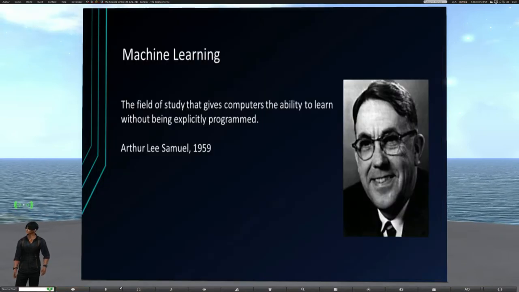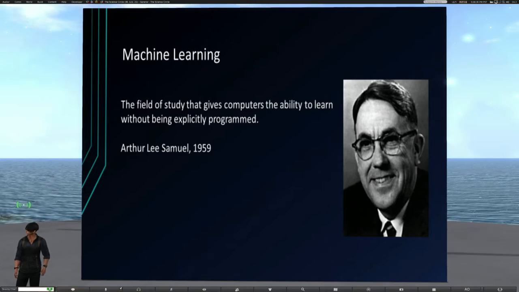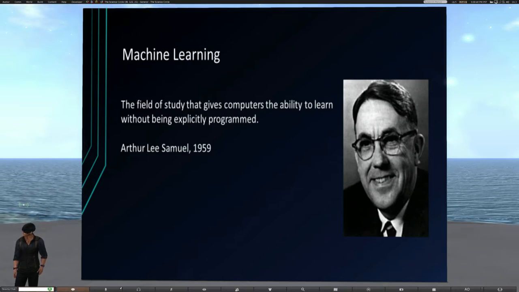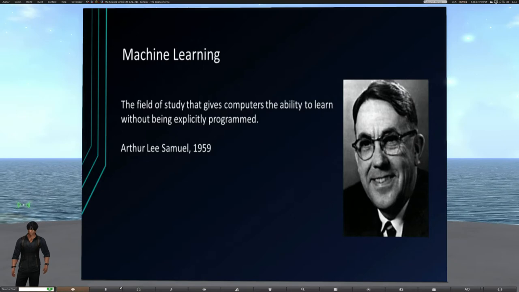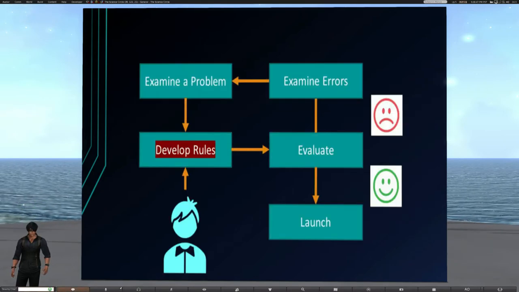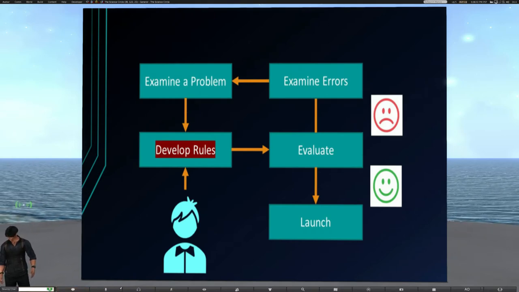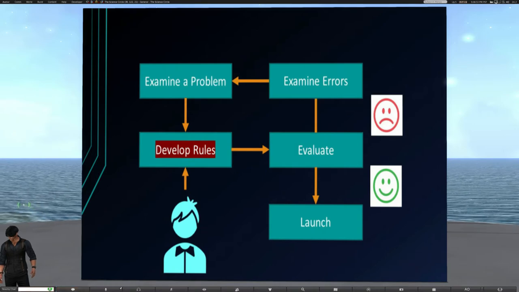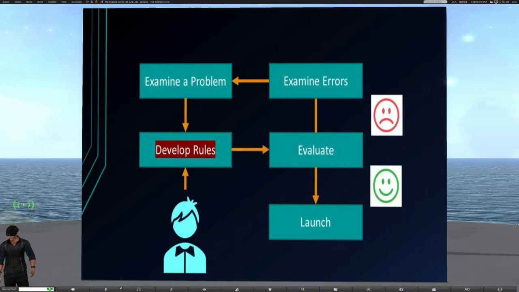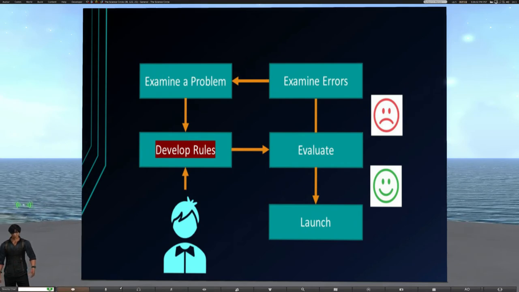This definition was introduced by one of the pioneers in machine learning, Arthur Lee Samuel, in 1959, and he defines it as giving computers the ability to learn without being explicitly programmed. What do I mean by this? In a traditional computer program, you would usually develop a set of rules. You would tell a computer to examine a problem. Let's give an example: spam recognition in your emails.